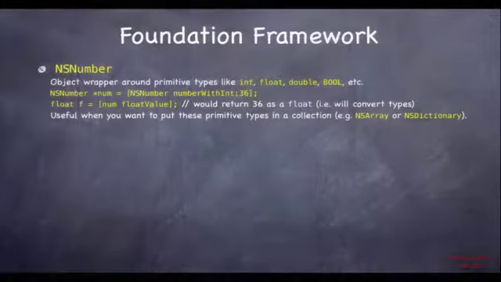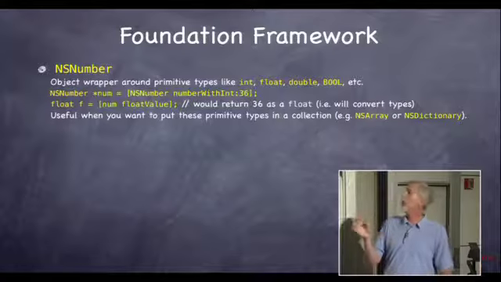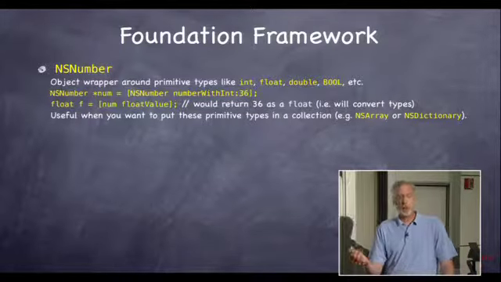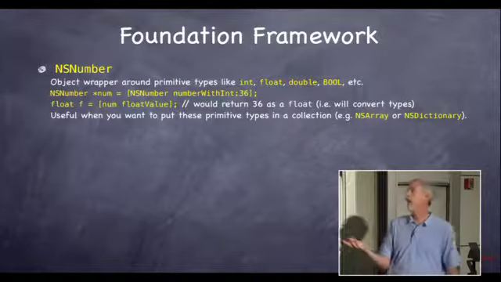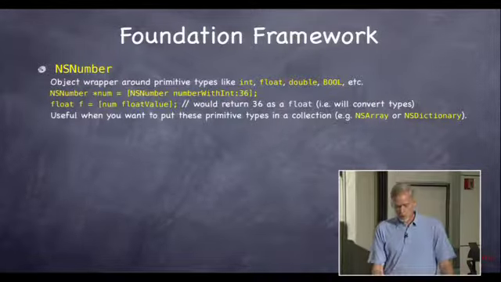Okay, so some other random objects before we get to array, dictionary and set, which are the collection classes. Let's talk about some random objects. NSNumber, you already know about that one. It wraps a primitive type, and it does type conversion for you, so if you wrapped an int and then ask for the float value, it'll convert it to a float, and vice versa. Floats get truncated. So that's NSNumber.